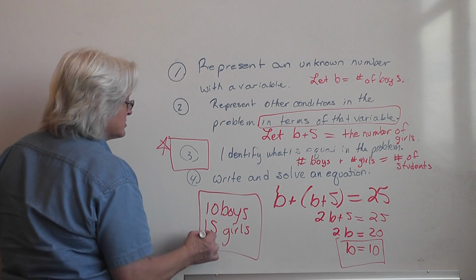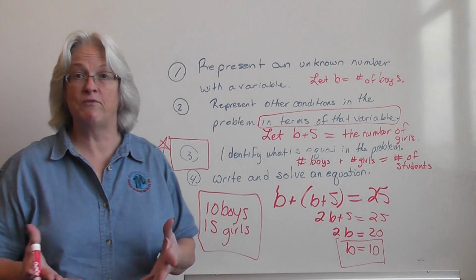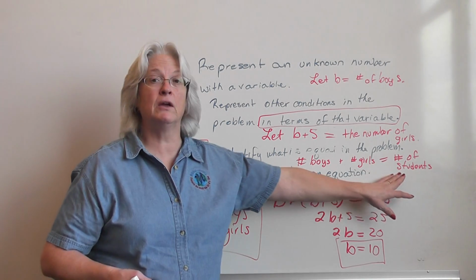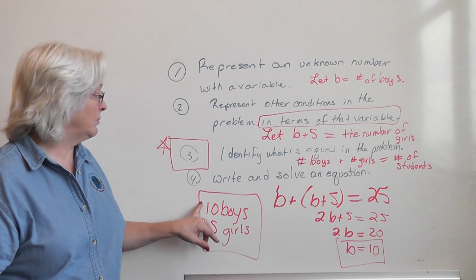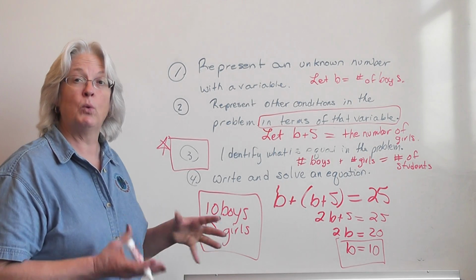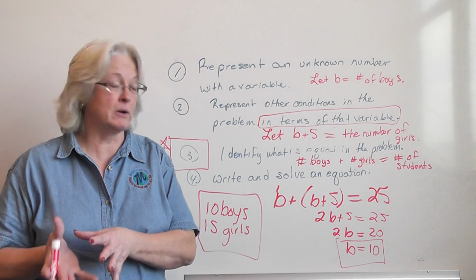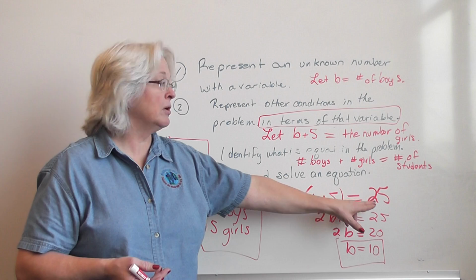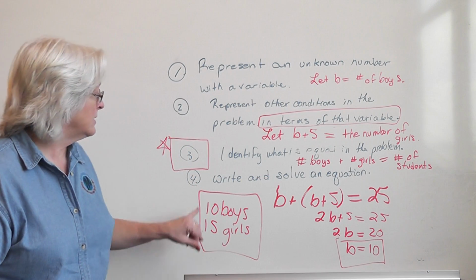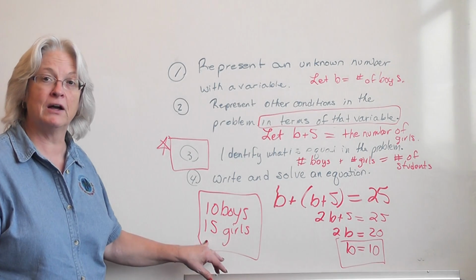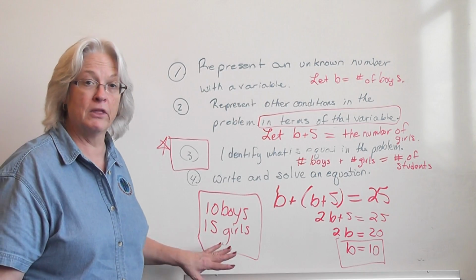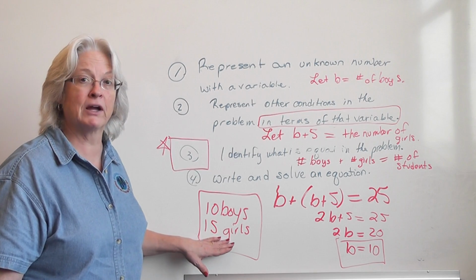This is our solution. Now how can we verify that this is right? Well, this other piece of information over here said that when we added the number of boys and the number of girls, we end up with the total number of students. And we were told in our word problem that there are 25 students. Is 10 plus 15 25? Well, yeah, of course it is. So we know that we have solved our problem correctly.